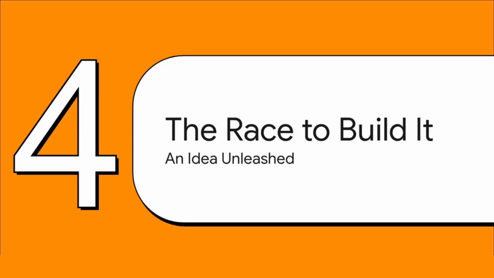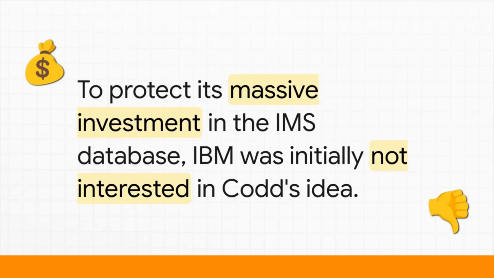An idea this big couldn't just stay on paper, right? Codd's paper basically lit a fuse, and it kicked off this mad dash to turn his elegant theory into a real working product. But here's the crazy twist in the story. The biggest obstacle to Codd's idea was his own employer, IBM. I mean, they had poured a fortune into IMS, that hierarchical database we talked about. It was a cash cow. They were terrified of disrupting their own business, even for a revolutionary idea that came from inside their own walls.